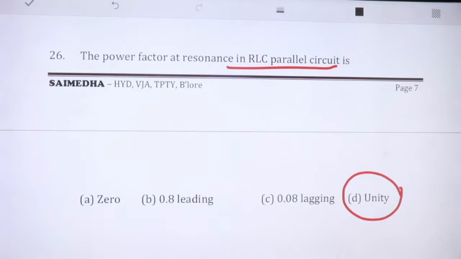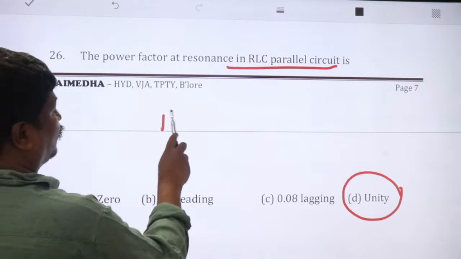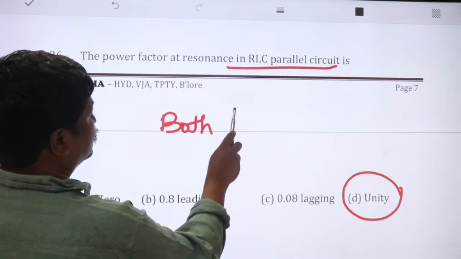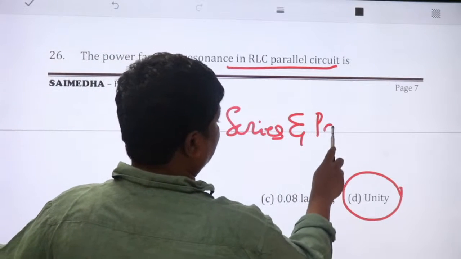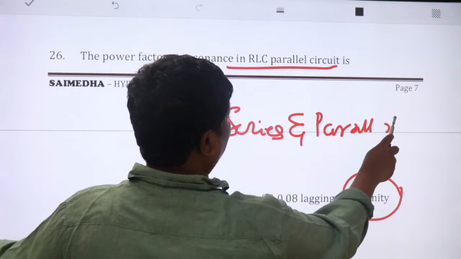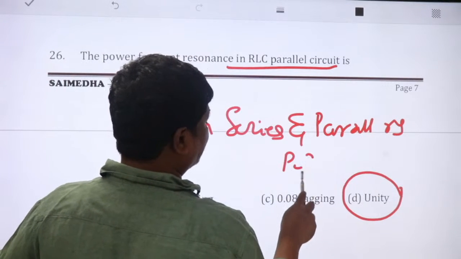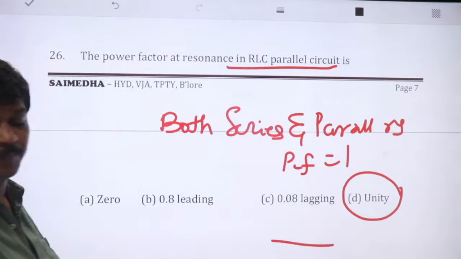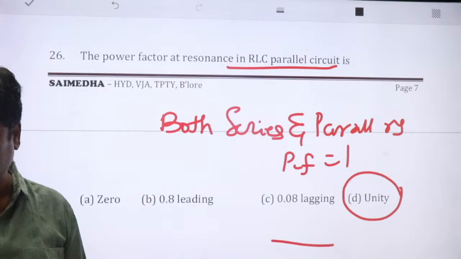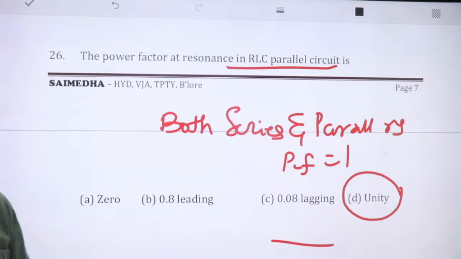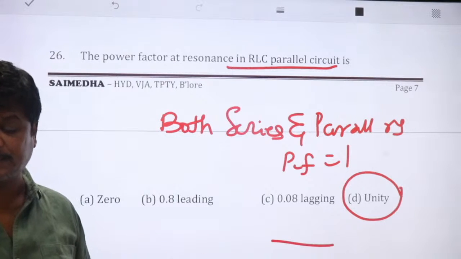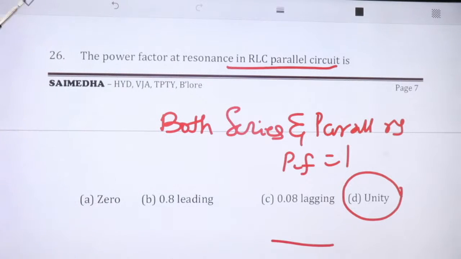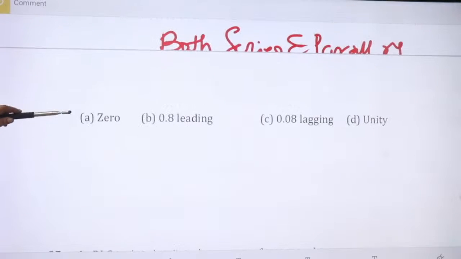The power factor is unity. Not 0. For both series and parallel resonance, the power factor is unity only. Because the net reactance is 0, net susceptance is 0. There is no imaginary component in series and parallel resonance.